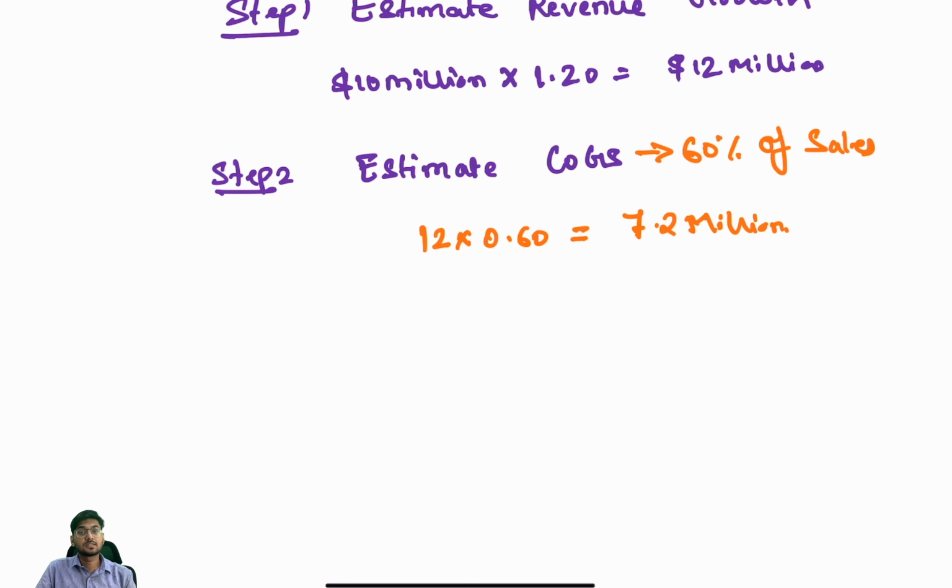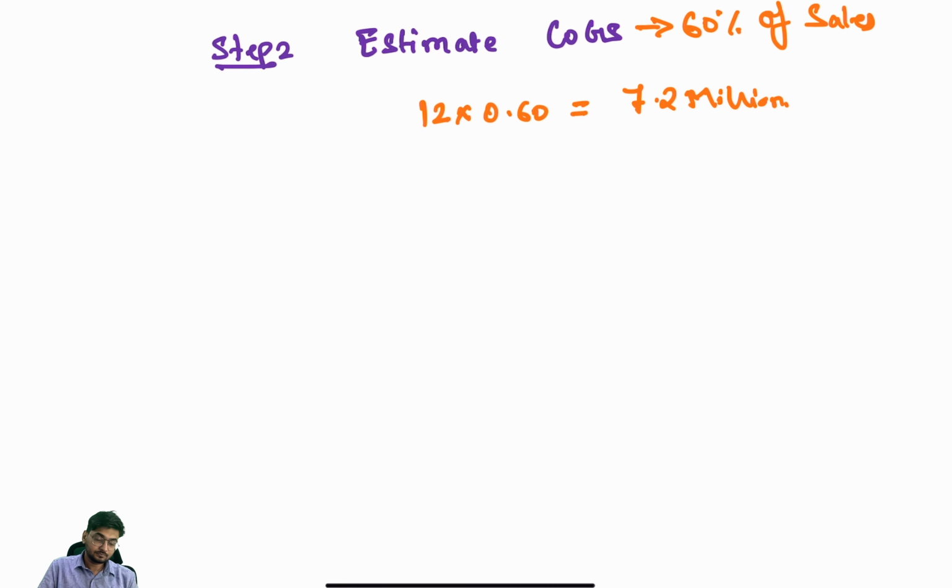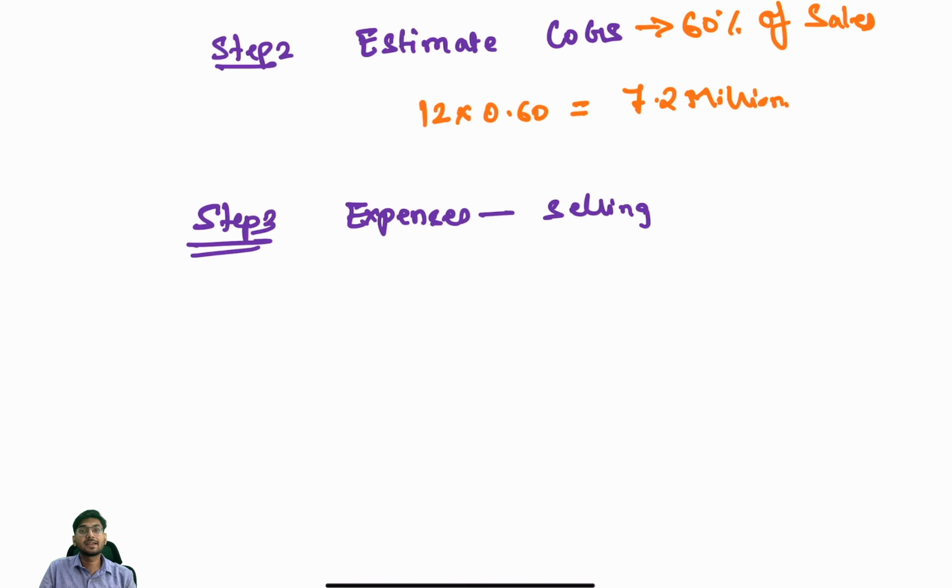Clear? So now you have operating profit, or you can say gross profit. Now step 3, you need to identify the expenses. You need to identify the expenses like selling expenses, which includes all your marketing and everything. Then we have general expenses of the organization, and administrative expenses.